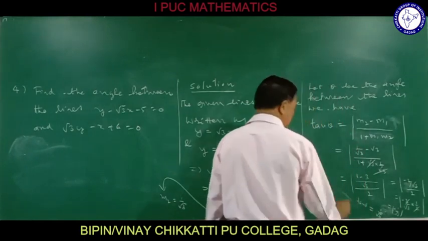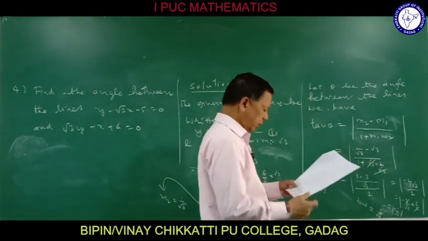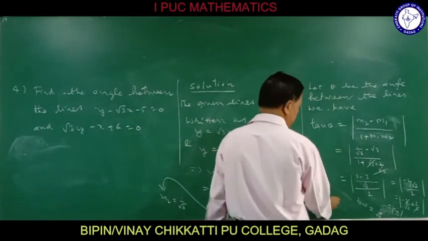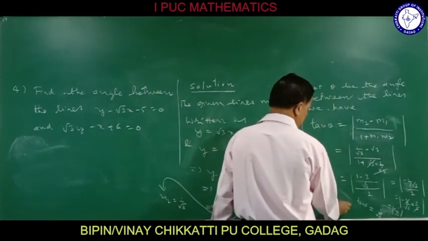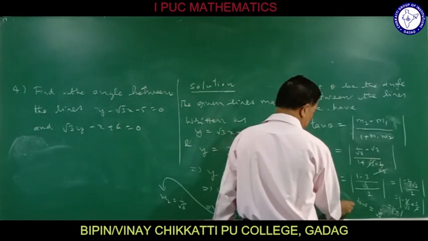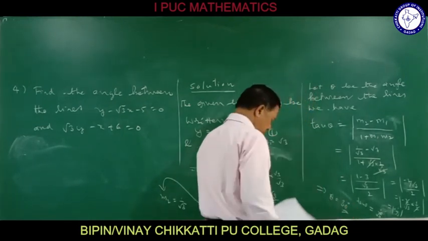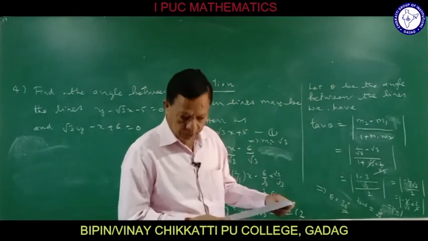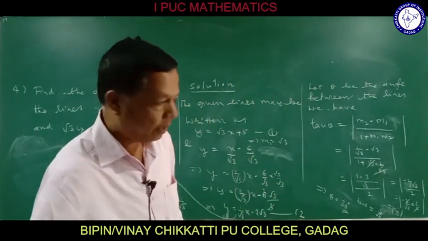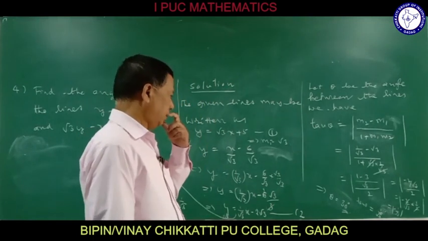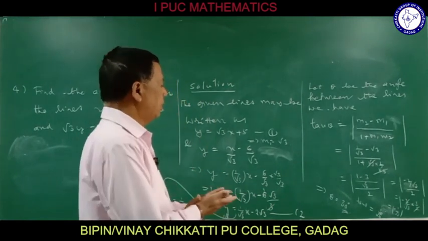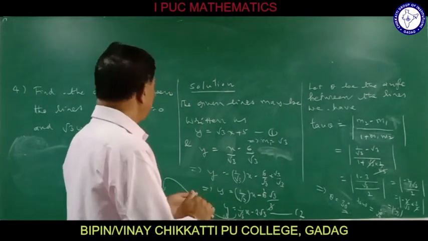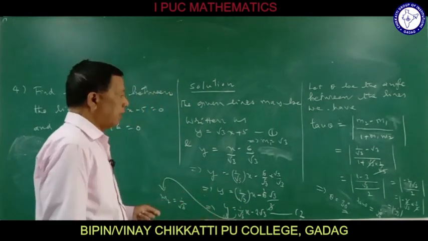So when tan theta is equal to 1 upon root 3, then what is theta? Then theta is equal to 30 degrees. Theta is equal to 30 degrees, you can find out, and accordingly we can find out the results. Tan 30 is 1 upon root 3, tan 60 is root 3. So this is the way how we find the angle between the lines.